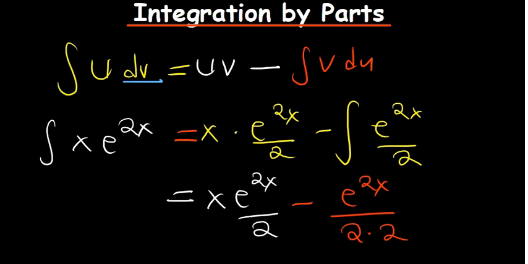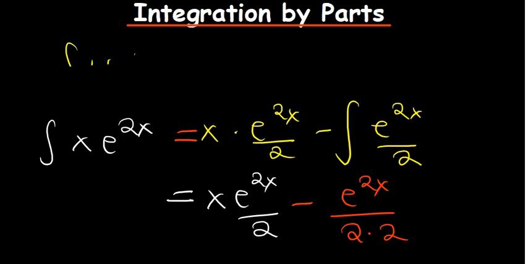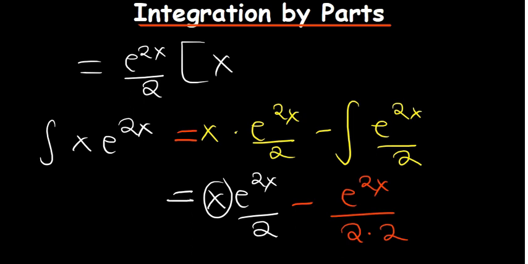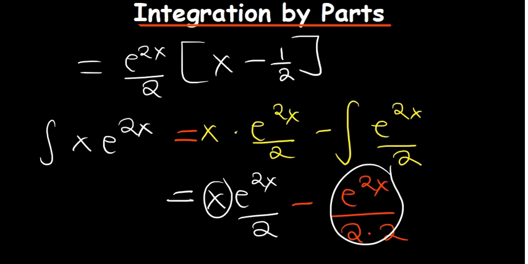But I won't multiply because I would love to factorize. So if you want, you can just put a 4 there and that's your answer. But I want to make it look more simplified. So my answer can be, e to the power 2x over 2 is common. So for the first part, x will remain, and for the other part, 1 over 2 remaining. Okay, so that's our integral. Simple, right?